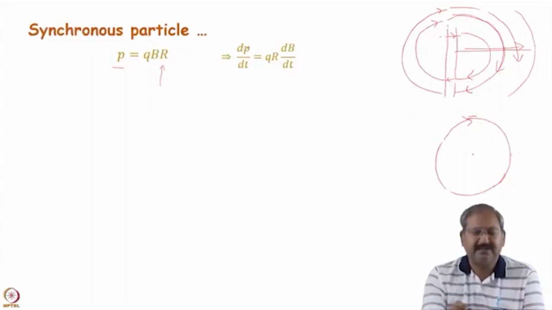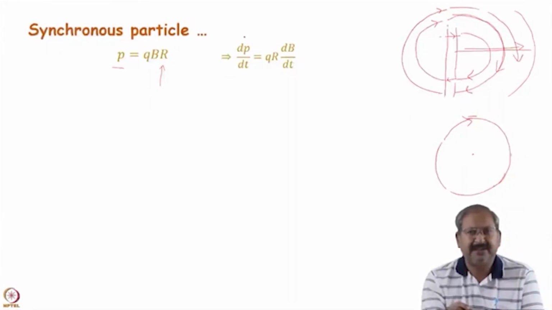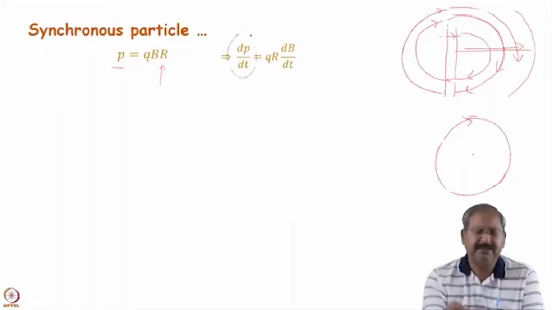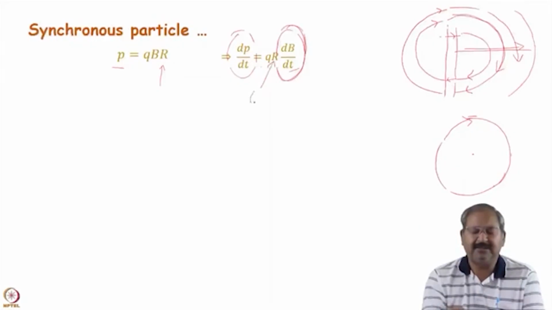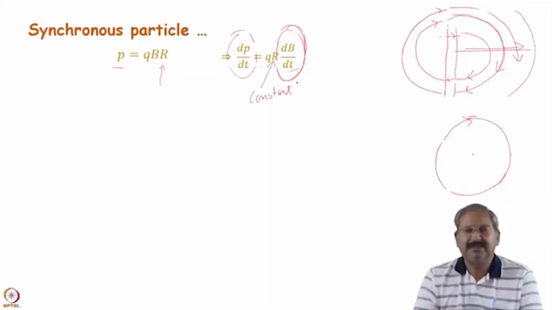Now, due to the RF cavity, the electric field imparts some energy to the particle, which means it has changed the momentum of the particle. So we have a certain dP by dt, and it will be QR dB by dt. This means we have to change the magnetic field also to keep the radius R constant, so we have to ramp the magnetic field with energy.